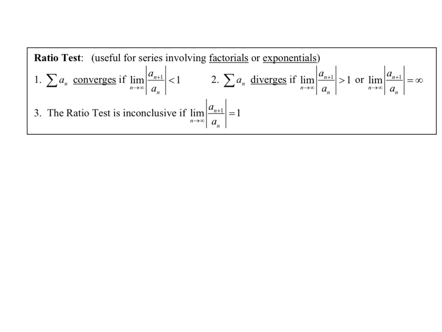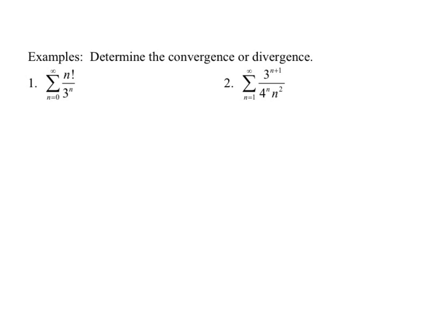We're just going to go right into examples. Okay, so here's what I'm talking about. Some pretty ugly looking things. And these really aren't that bad compared to the ones we're going to go over next. So I have a series from n equals 0 of n factorial over 3 to the n. And the second one is 3 to the n plus 1 factorial over 4 to the n times n squared.